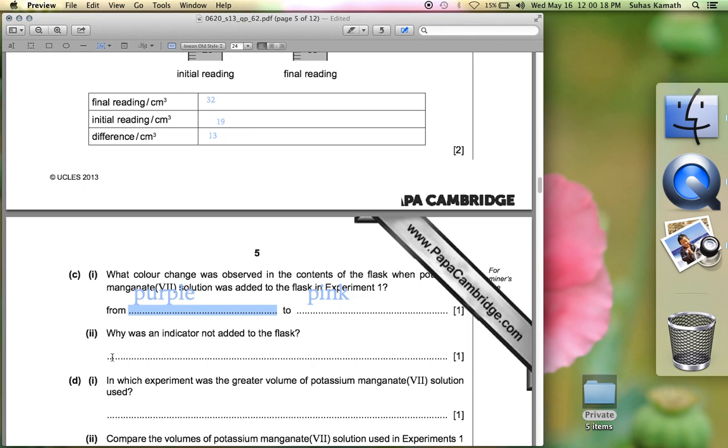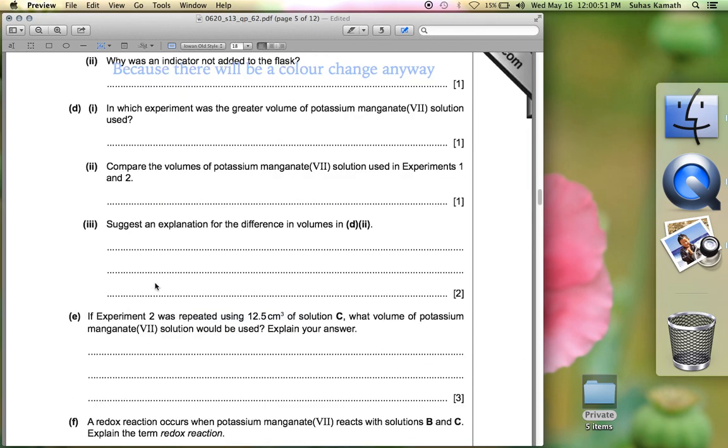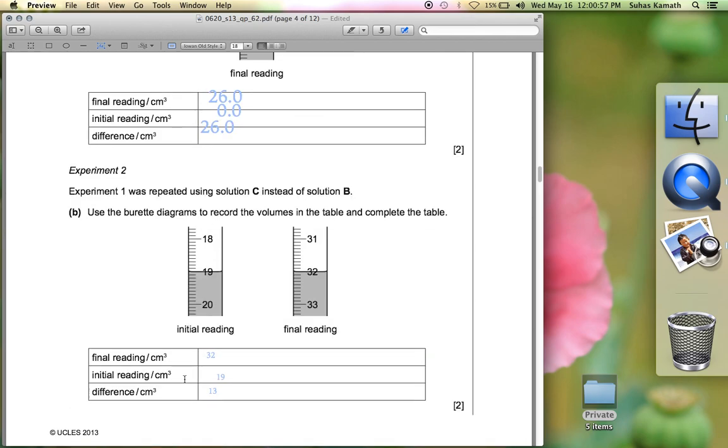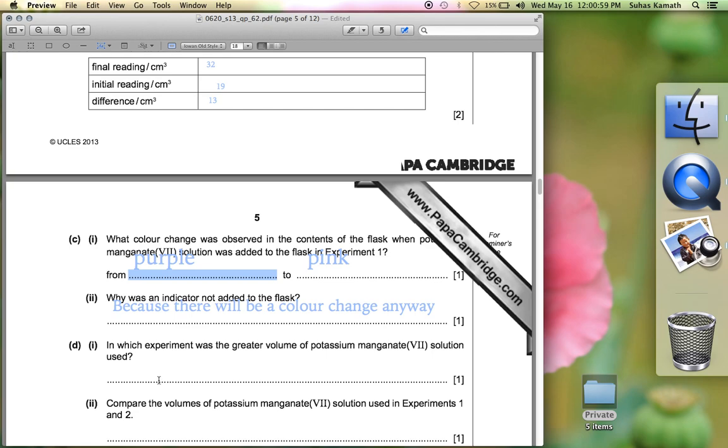Was an indicator, no, because there will be a color change anyway, so it'll not go until that if you write in normal handwriting. I'm writing in extra large handwriting, yeah, so there'll be somewhere there. In which experiment was the greater volume of potassium manganate used? You can just look at the results and you can explain yourself. 13, 26. Of course, you know which one is used more in experiment 1.